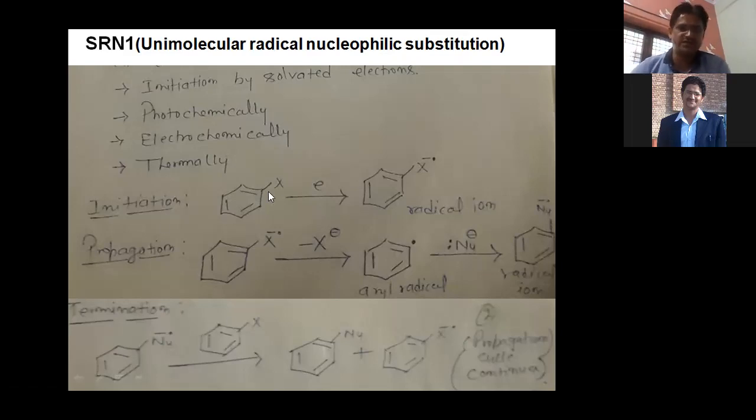So this is about the initiation step, then the propagation step, and then the termination step. So this is about aromatic compounds. This is the important mechanism which is called the unimolecular radical nucleophilic substitution mechanism, or SRN1. Sometimes people ask questions on SRN1, such as what we mean by SRN1. This is one of the important mechanisms in aromatic nucleophilic substitution reactions.